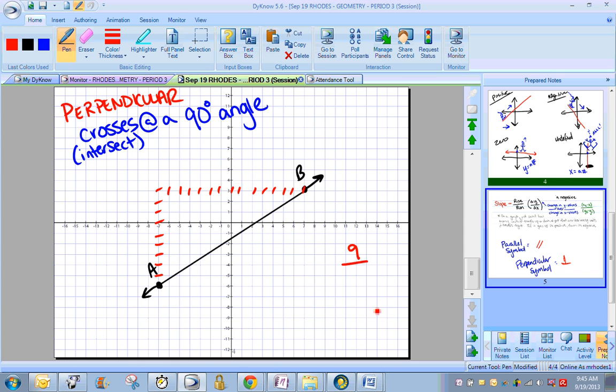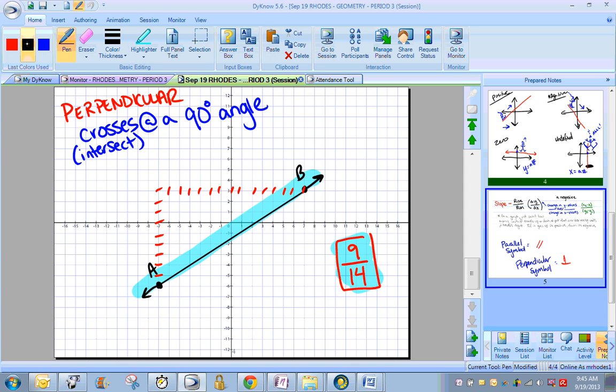Did you get 14? Okay? So 9 over 14. It's kind of a funky number, but that's our slope. Okay? It's a positive 9 over 14. That is our slope for this blue line AB. The slope is 9 over 14.